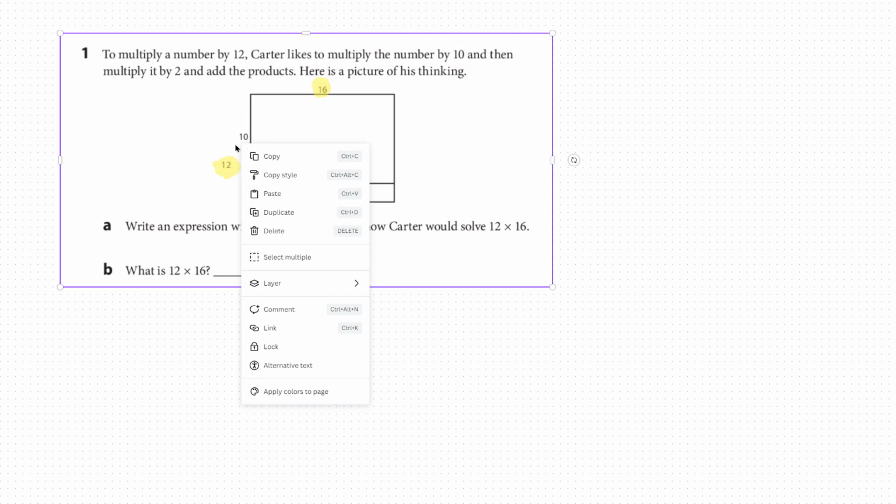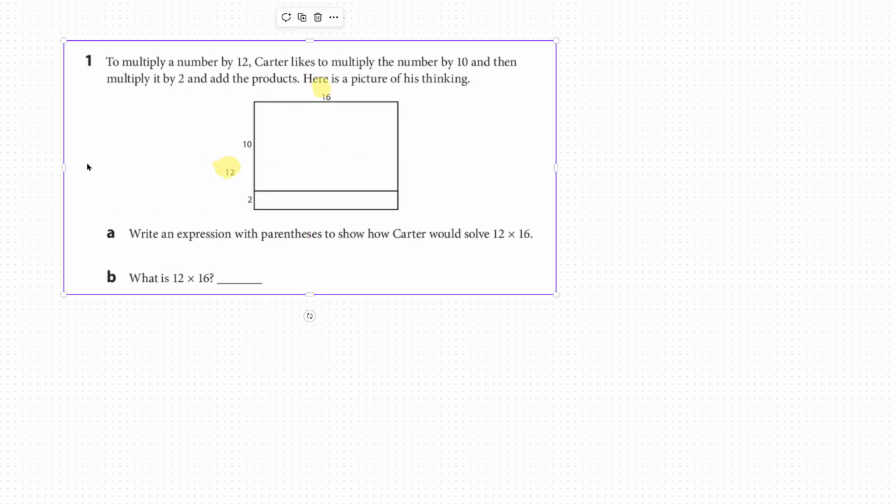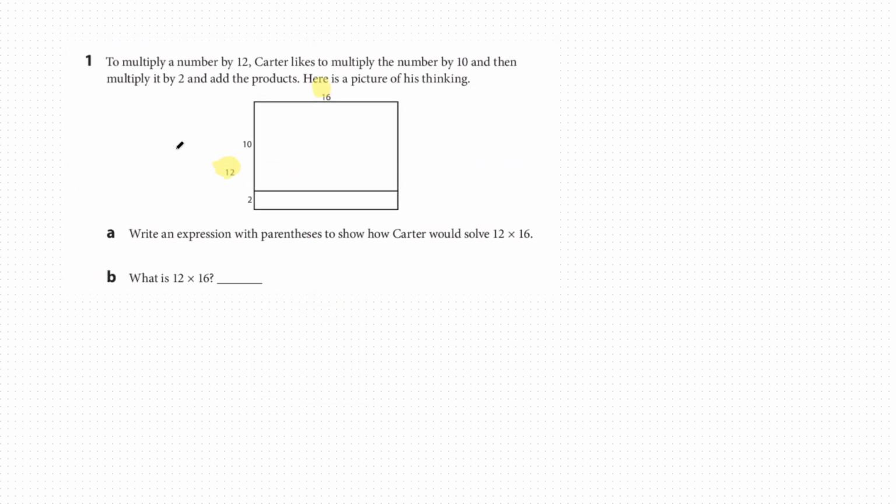10 times 16 plus 2 times 16. So it has these two numbers here, broke off the 10 and the 2. 10 plus 2 is 12, right? So 10 times 16 plus 2 times 16 will get our same answer. And then this is kind of how we'll write it out.